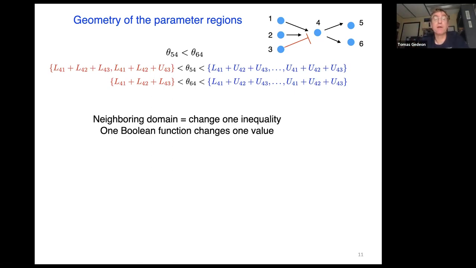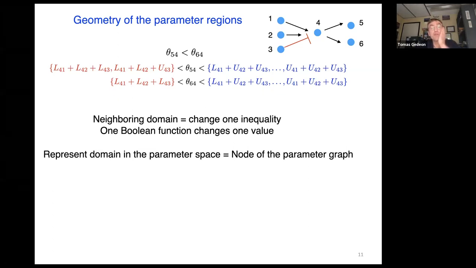Now this collection here is a domain in high dimensional space. The neighboring domain is clearly the one where I change one inequality. So if I take one of the expressions from the right and move through a threshold or vice versa, that's a new domain, a new set of Boolean functions. That domain is my neighbor through a codimension one surface, a hyperplane in this case. In general, if the summation of these inputs is replaced by a different function, it could be a more complicated nonlinear surface.